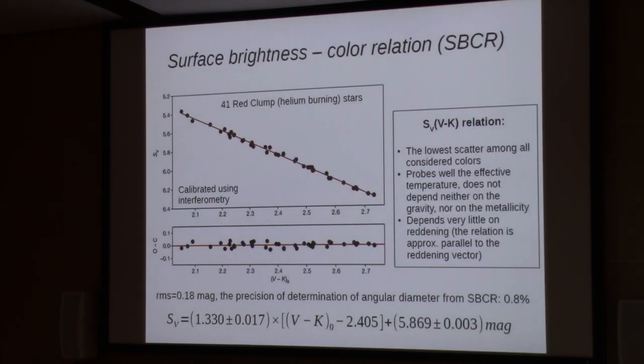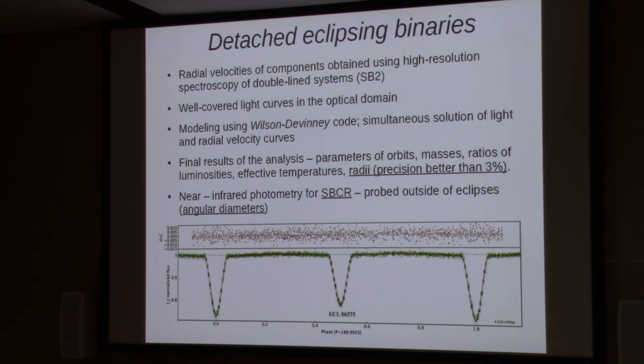And our team calibrated a surface brightness-color relation. So this is a relation between surface brightness and V minus K color, so the visual band, and K is the 2.2 micrometer near-infrared band. And we calibrated it for 41 helium-burning stars. And using such relation, we are able to recreate direct angular diameters with precision better than 1%. So this relation is crucial for our further determinations. And having this relation, we are able to determine distances to so-called detached eclipsing binaries.